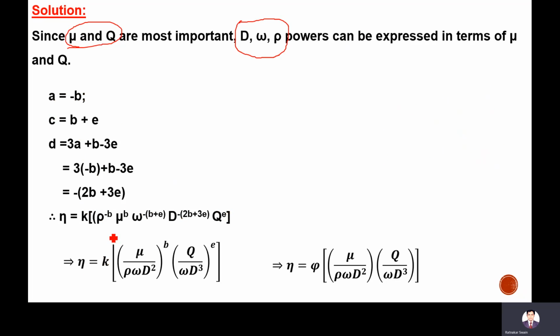So now we can write the values of a, b, c, d in terms of b and e. So it will be k into mu by rho omega d squared to the power b, q divided by omega d cubed to the power e. Here b value and e value we don't know. So we can write this eta as a function of mu by rho omega d squared and q by omega d cubed. Like this the problems can be solved. Thank you so much.